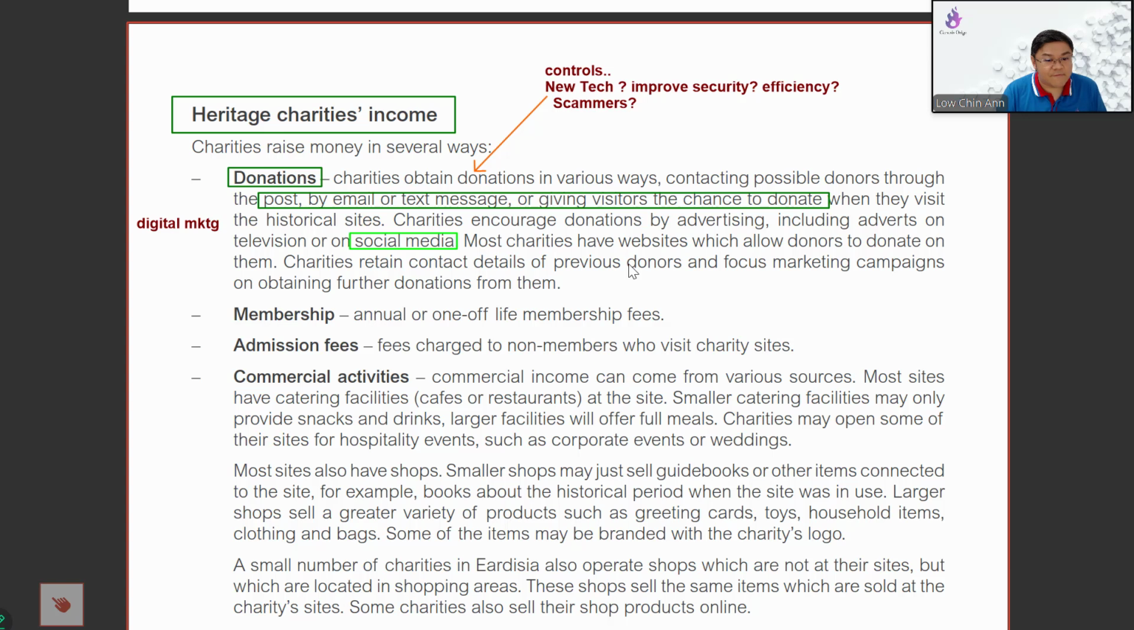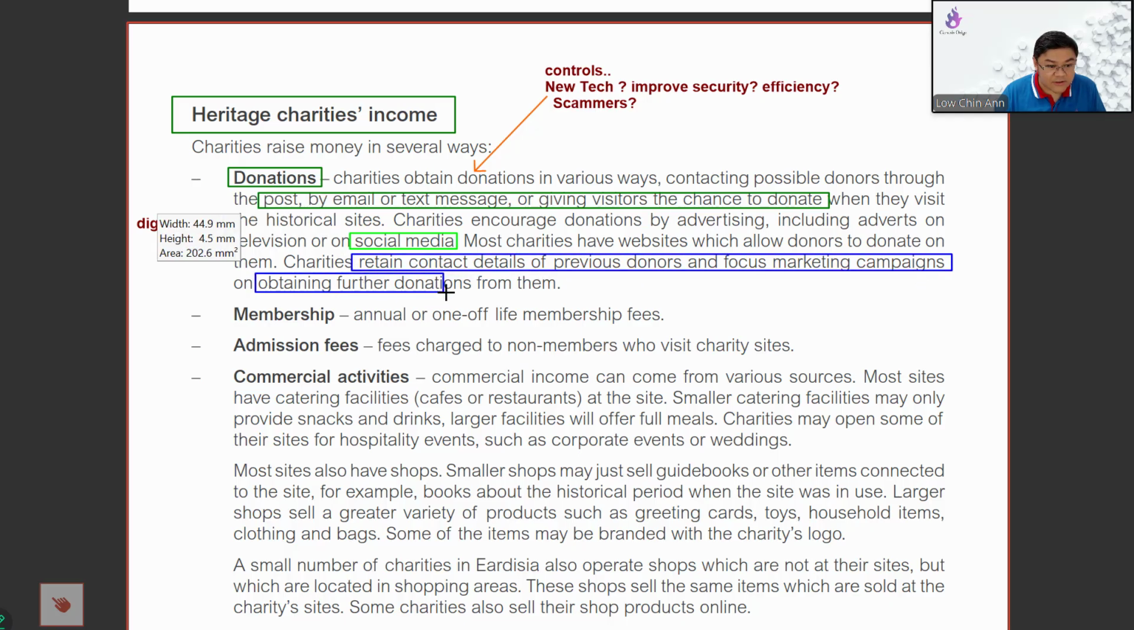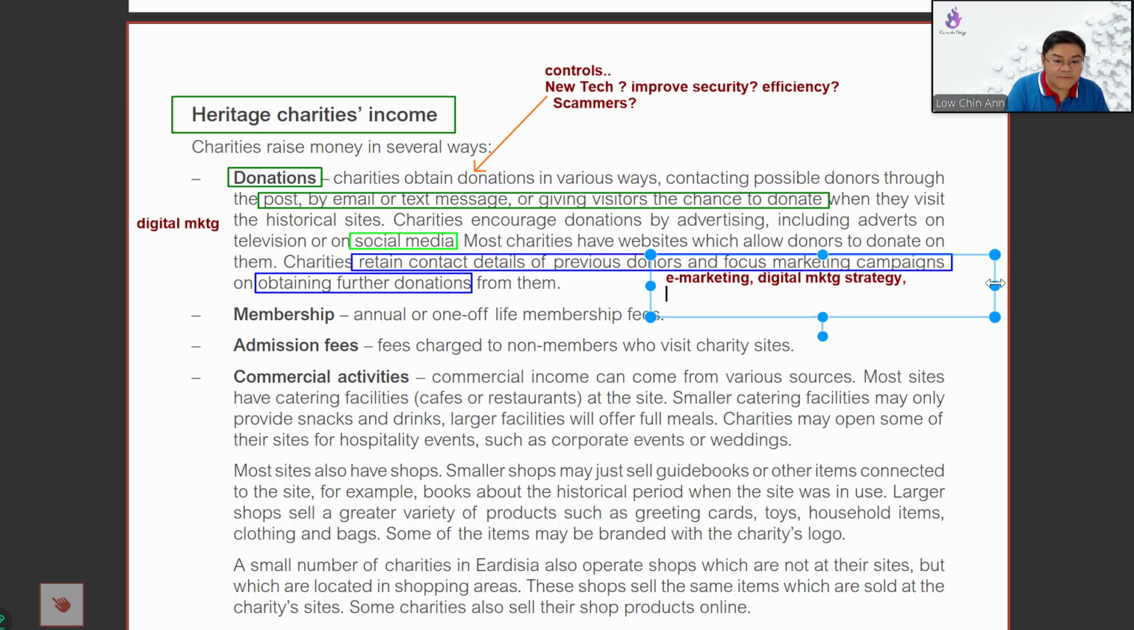Now, most charities have websites which allow donors to donate. Charities retain contact details of their previous donors and focus on marketing campaigns to get further donations. Well, when I see all these, I think it's even more relevant for us to relate to e-marketing, digital marketing strategy, and even your analytics, because your database is there.